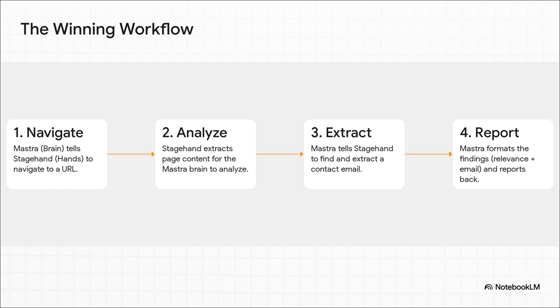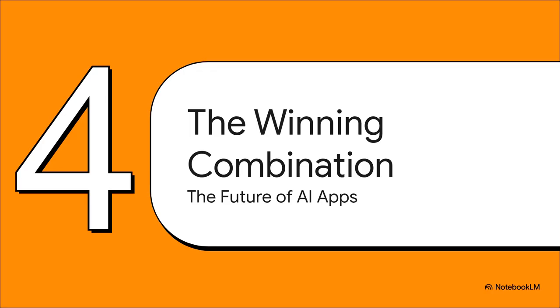And finally, Mastra takes all those pieces and assembles the final structured report. It's this beautiful, efficient loop. The brain directs, the hands act. This winning combination actually points to a much bigger idea. The pattern we're seeing here isn't just for building better web bots. This whole brain and hands model really gives us a glimpse into the future of how we're going to build all kinds of powerful AI applications.